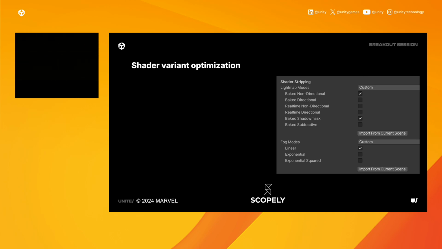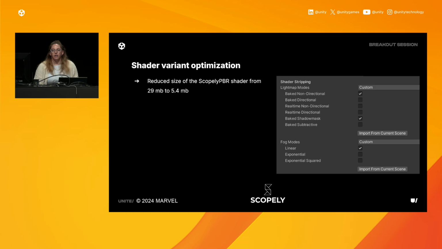Once we had all of our features from the original content pipeline implemented in URP, we took a look at the shader size. Our old pipeline handled how shaders get included in build a little bit differently than in URP. So we found that our main shader, our Scopely PBR shader, was 29 megabytes, but through optimization, we reduced that all the way down to 5.4 megabytes.